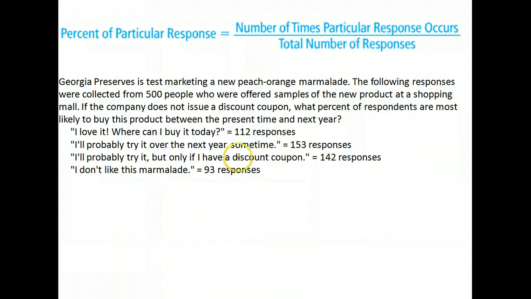All right, so let's take a look at finding percents of responses. We're talking about surveys here. In this particular example, we're talking about Georgia Preserves. They're marketing a new peach orange marmalade. The following responses were collected from 500 people who were offered samples of this new product.